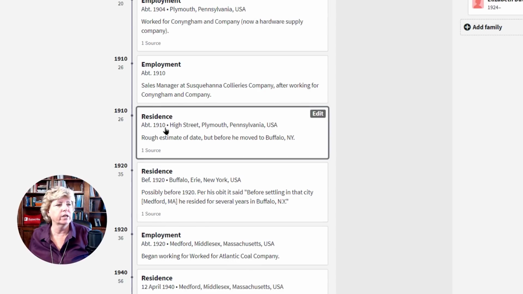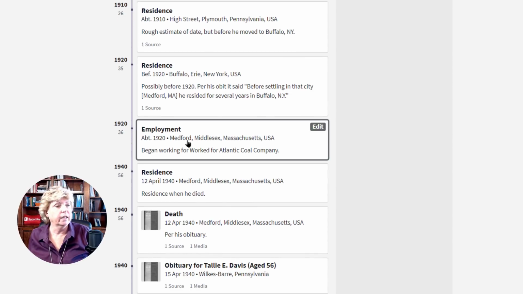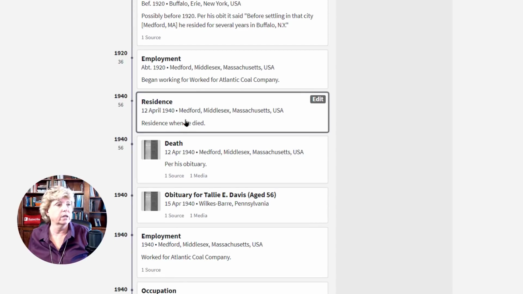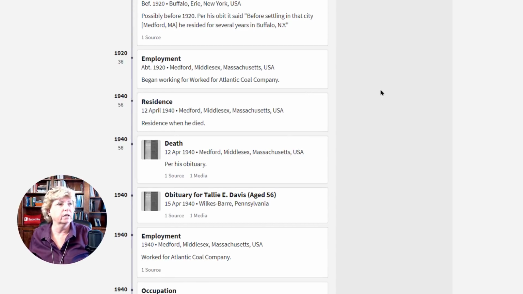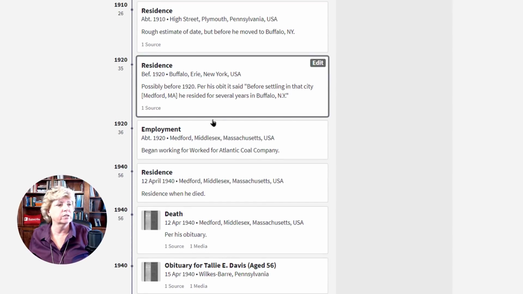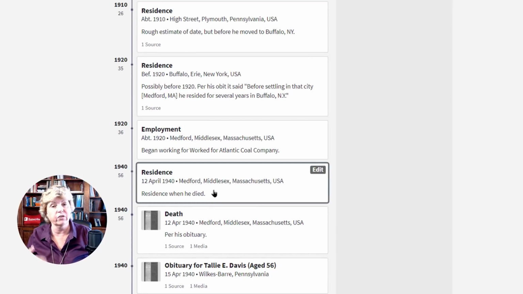Now we also know that he was living maybe around 1910 on High Street, Plymouth, right? He was probably a young man at that point. And so we're, again, making notes in here that this is a rough estimate on the dates. And employment in 1920, we talked about that Atlantic Coal Company. In 1940, when he died, we know he was living there. So we can infer, going backwards, that he was working there for the last 20 years.